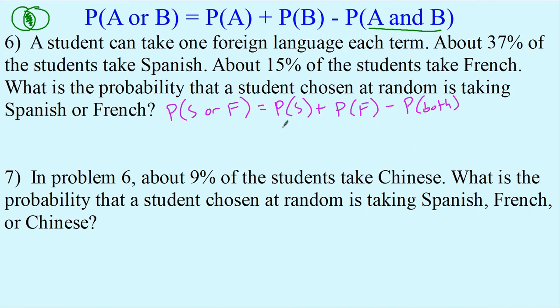So probability of Spanish is 0.37. Probability of French is 0.15. And the probability of both, well, there is no overlap, right? They can only take one foreign language at a time, so that probability is 0. So then our answer is 0.52, or 52%.